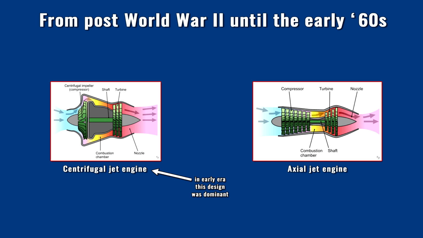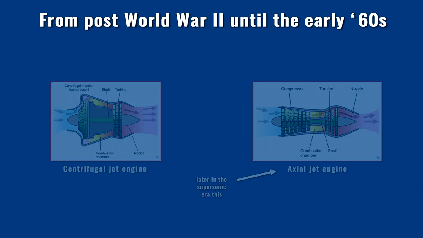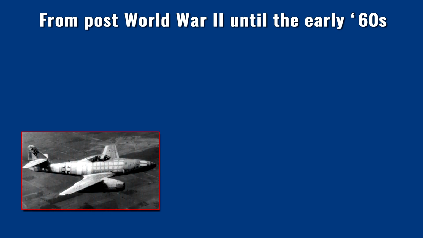With the advent of the supersonic era, the axial design became dominant because only with this design was supersonic speed achievable. As an interesting side note, the Messerschmitt 262, the world's first operational jet fighter, had this axial flow engine design, further proving just how ahead of its time it really was.